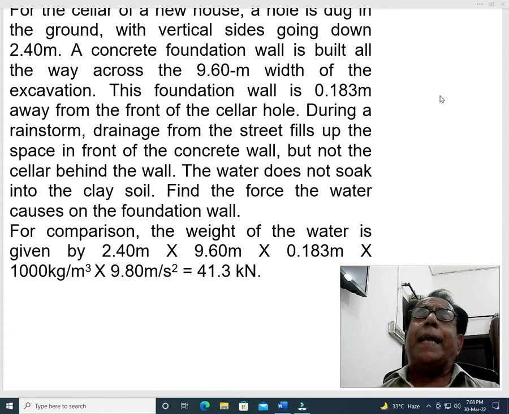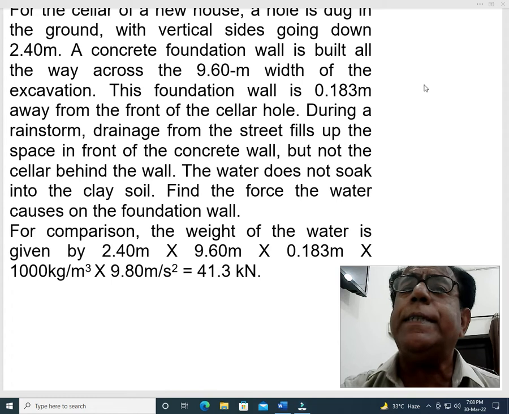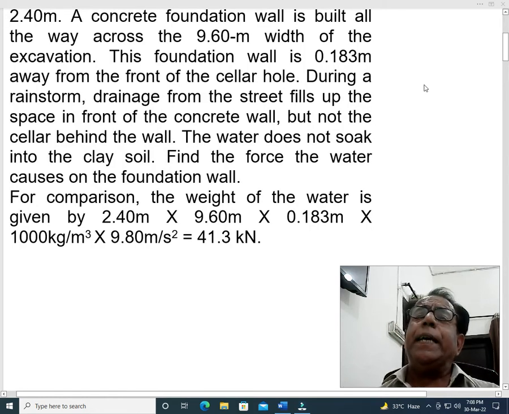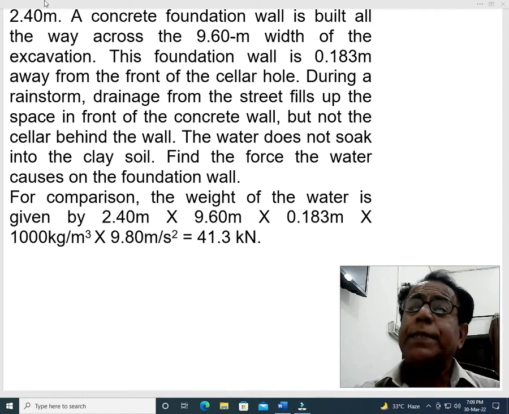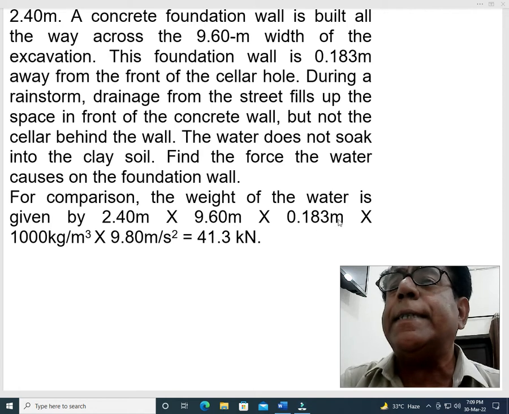Dear students, next, a comparing situation is given. For comparison, the weight of the water is given by 2.40 meter into 9.60 meter into 0.183 meter into 1000 kilogram per meter cube into 9.80 meter per second square, alternatively becoming equal to 41.3 kilonewton. That is 41.3 into 10 raised to the power 3 Newton, or 41,300 Newton.